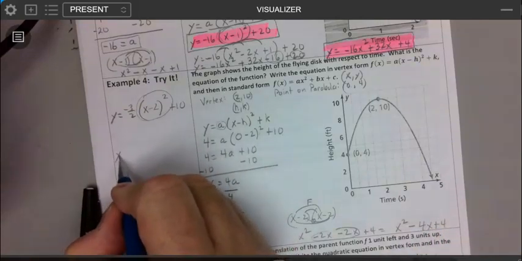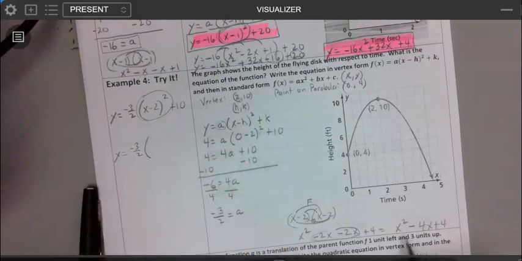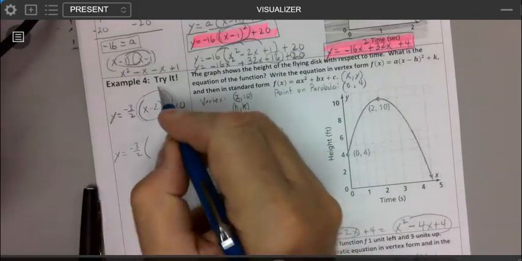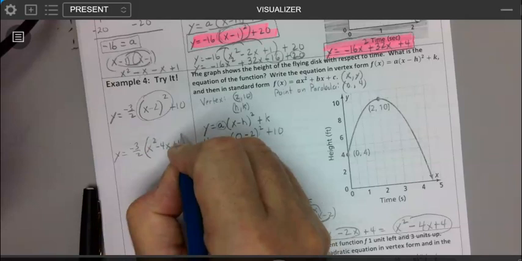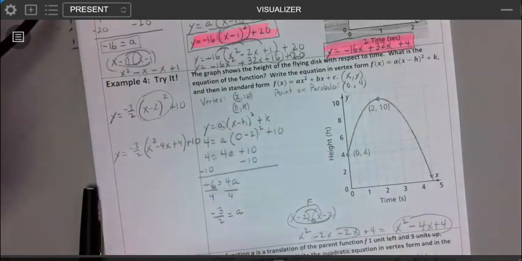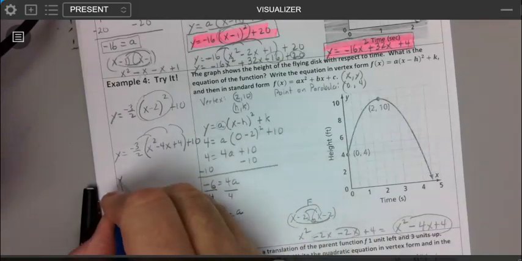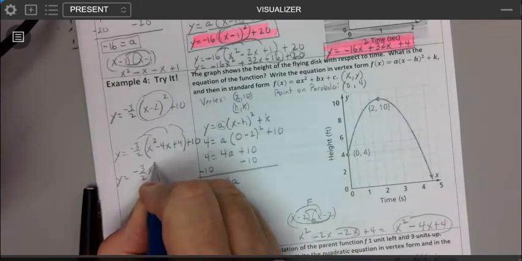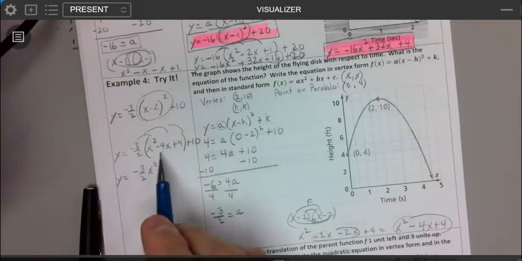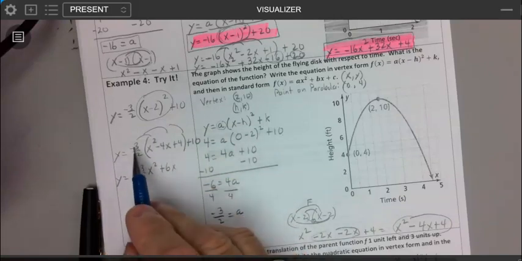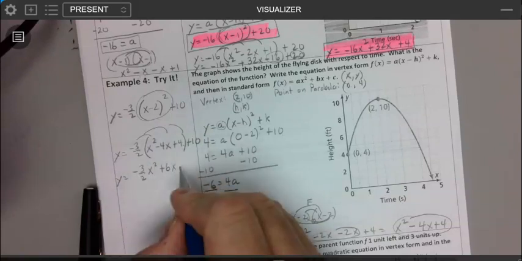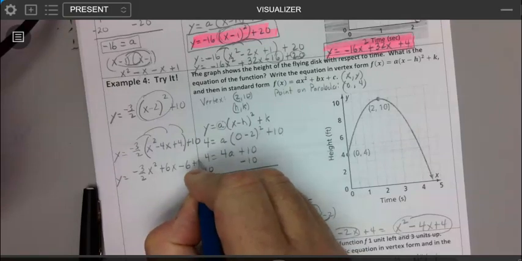So now I'm going to write it like this. Negative 3/2 times this right here is equal to that. So I get x squared minus 4x plus 4, and I have my 10 too. Okay? So I have to distribute here. So y equals negative 3/2 x squared. Now when you take negative 3/2 times negative 4, take negative 3 times negative 4 is positive 12, right? Because a negative times a negative. 12 divided by 2 would be 6x. And then negative 3/2 times 4, negative 3 times 4 would be negative 12 divided by 2, which is negative 6. And then I'm going to bring that 10 down.